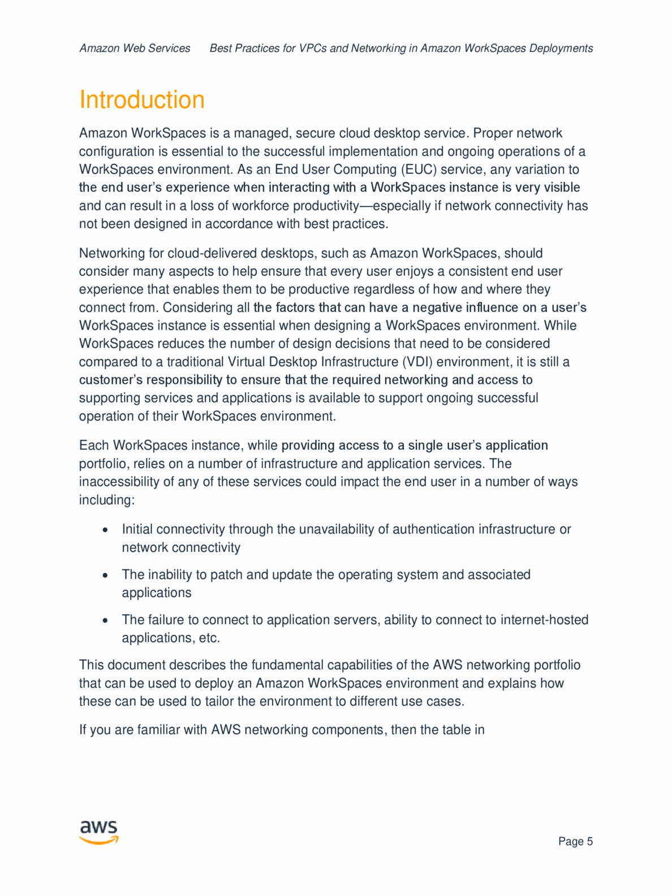This document describes the fundamental capabilities of the AWS networking portfolio that can be used to deploy an Amazon WorkSpaces environment and explains how these can be used to tailor the environment to different use cases. If you are familiar with AWS networking components, then the table in Appendix A can be used to quickly find recommendations and considerations for each networking component that can be deployed within a WorkSpaces deployment.